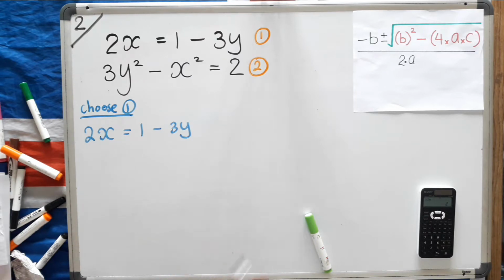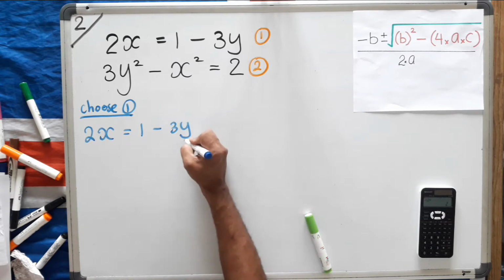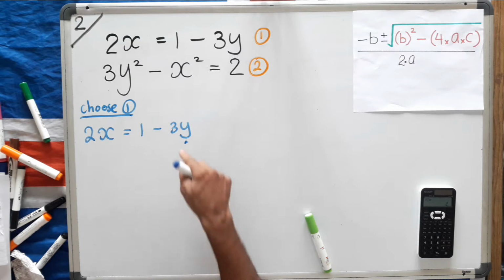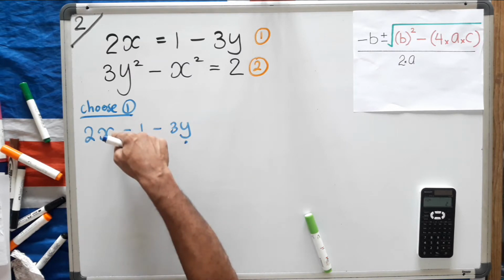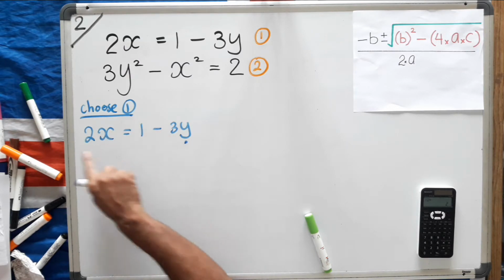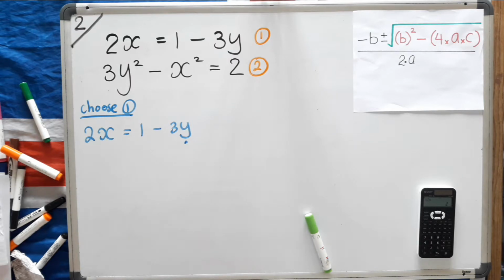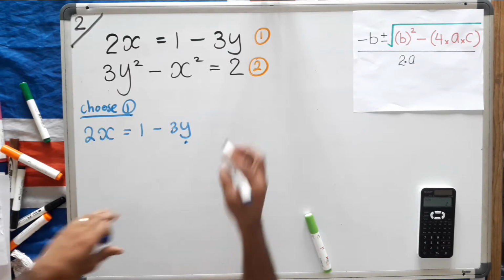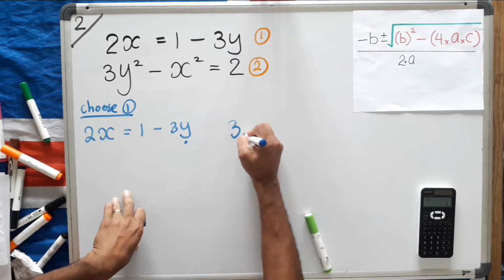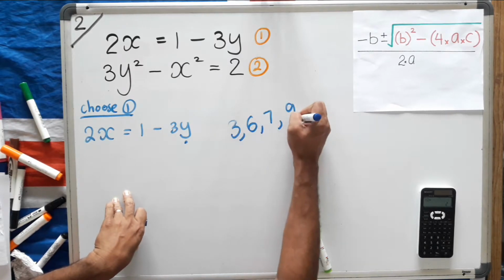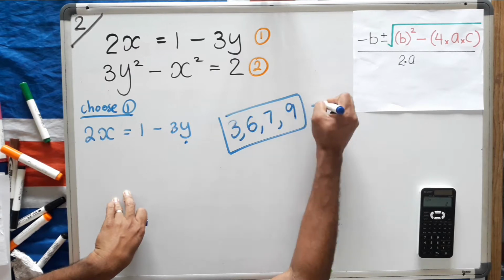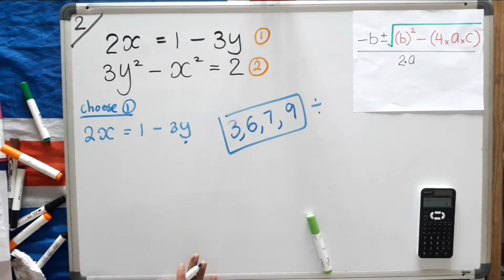You get either a whole number or you get 0.5, something with a 0.5. If we were to make y the subject, we'll have to throw across the positive 1 to get minus 1, then divide everyone by minus 3. From experience, when you divide by these numbers, usually 3, 6, 7, and 9, you usually get horrible decimals. Avoid dividing by those numbers unless you have no choice, okay?